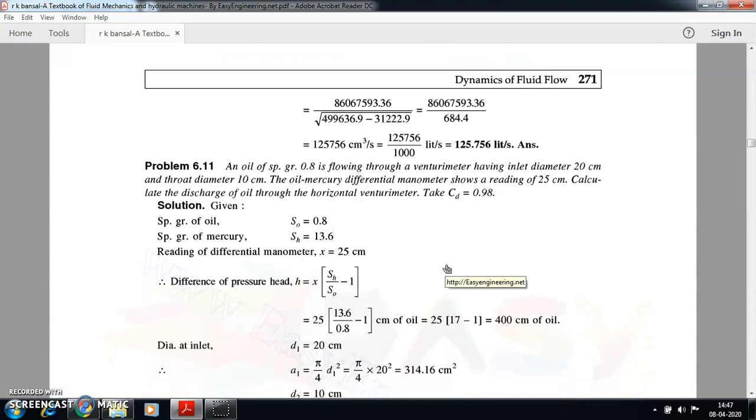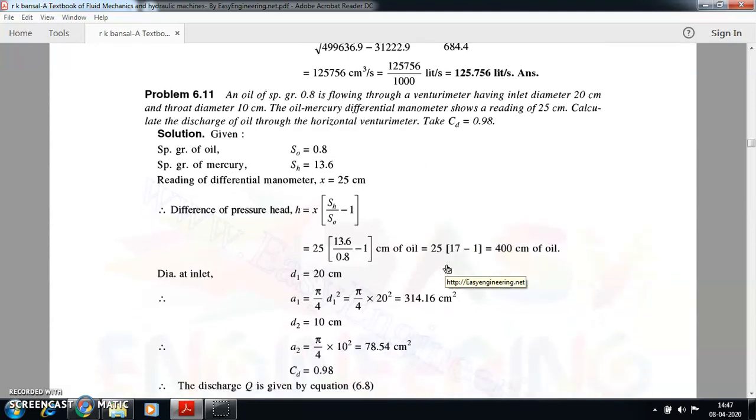Now if you take the second problem, 6.1, you have an oil, specific gravity given as 0.8. It is flowing through a venturimeter having an inlet diameter d1 given to you and throat diameter d2 given to you, so you can find out A1 and A2. The oil-mercury differential manometer, see here mentioned, the working fluid of the differential manometer is mercury and the flowing fluid is oil. Specific gravity is 0.8.